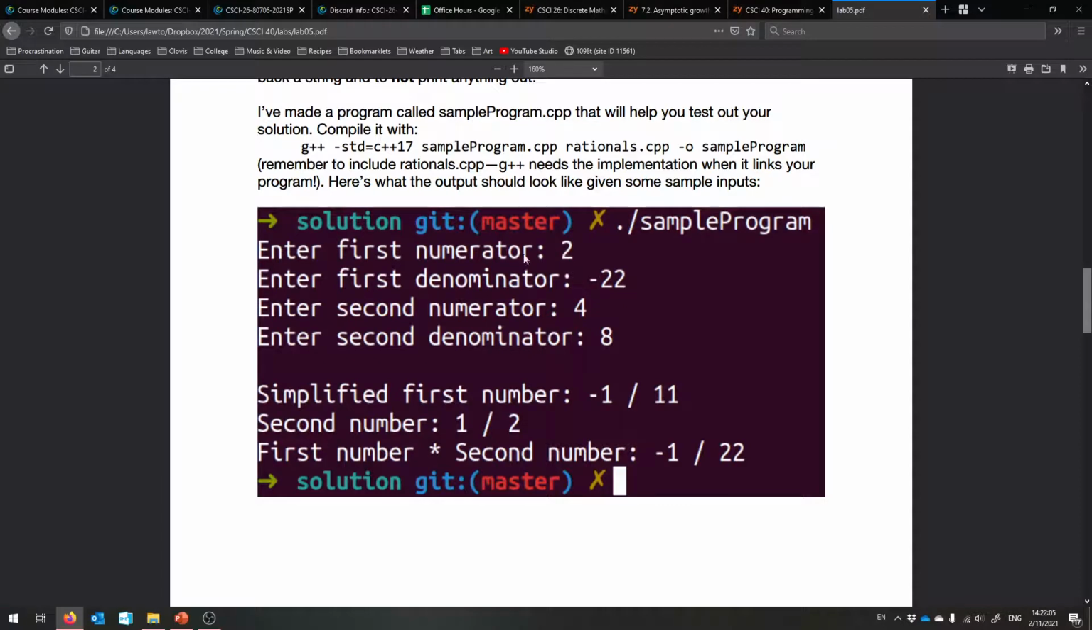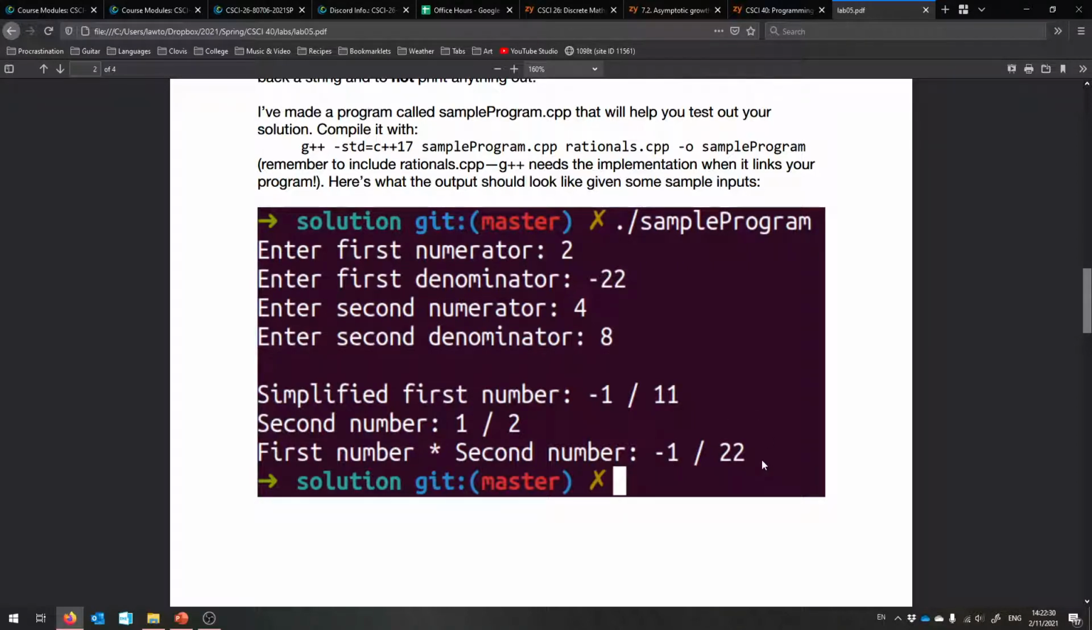So for example, if I type in 2 over negative 22, that's the first fraction, and then 4 over 8, that's the second fraction. You should be able to simplify the first one to negative 1 over 11, like the minus sign is now over the numerator. If you follow all of the instructions, and it will. Then the second number, if you do pretty string, it will simplify it automatically. And then multiplying them, and then pretty stringing that, will produce negative 1 over 22.